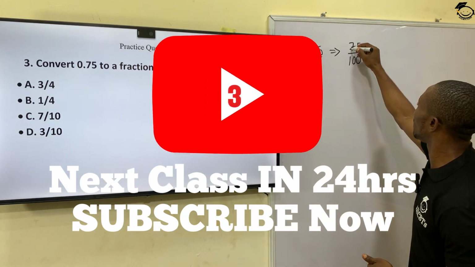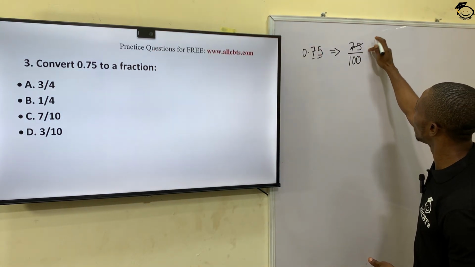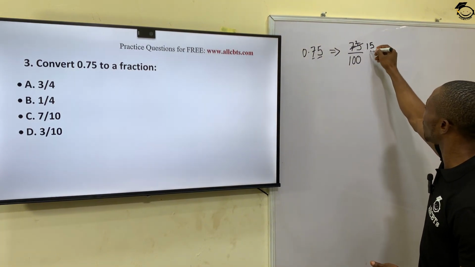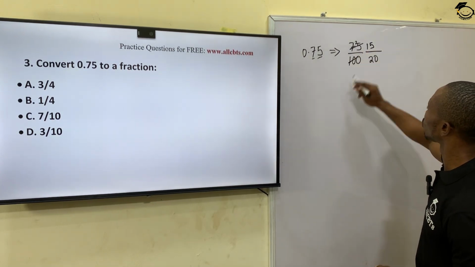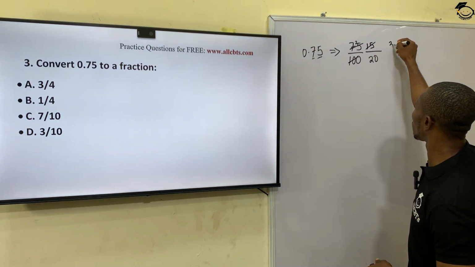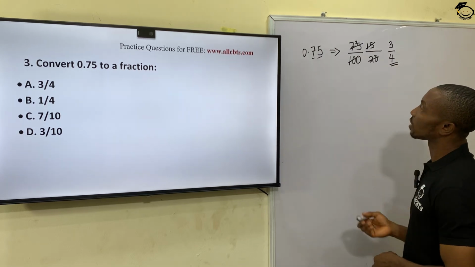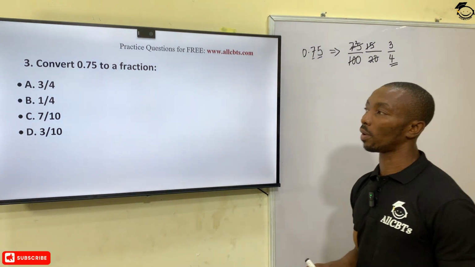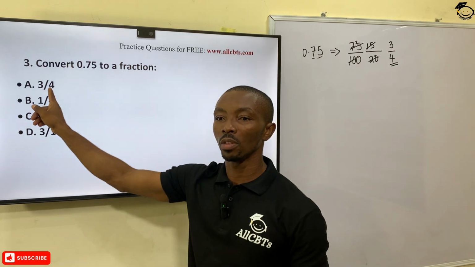Now converting 75/100, now dividing by 5, 5 into 7 will give us 1. Remainder 2, 5 into 25, 5, all over 5 into 100 will give us 20. 5 again, 5 into 15 will give us 3. 5 into 20 will give us 4. So, a 0.75, if converted to a fraction, will be 3 divided by 4, which is our option A.